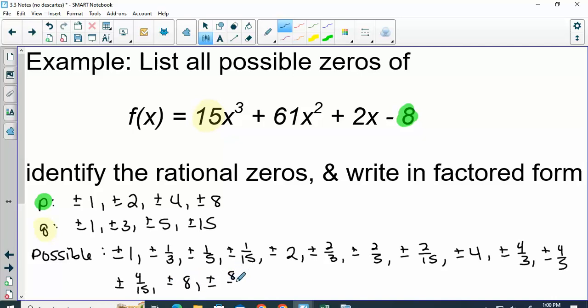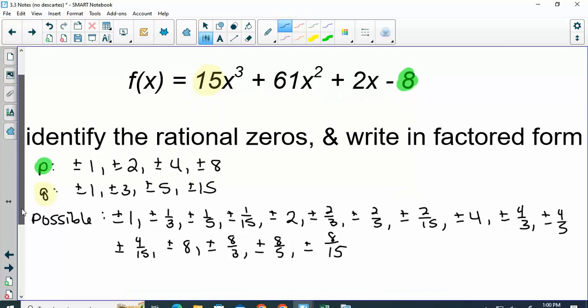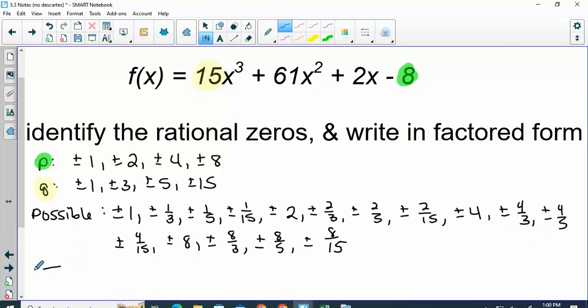8 over 3. 8 over 5. 8 over 15. So this one was not nearly as nice. We have a much longer list of options here. 32 different options for what could work. All right, we need to find one that does.